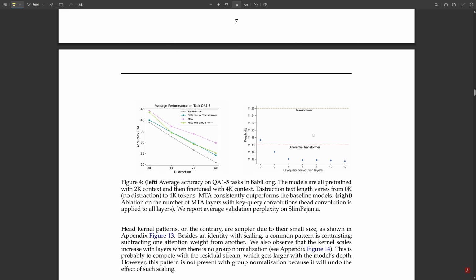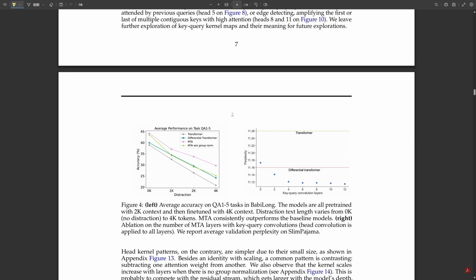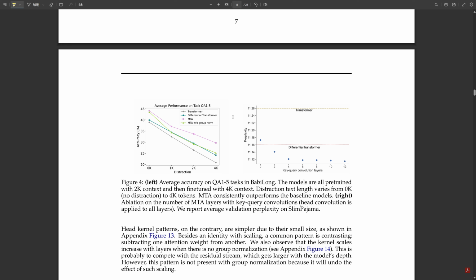Cool. What other patterns did they see in those kernels? They found some that seemed to do a kind of priming, where attention to a key token was stronger if previous queries had already paid attention to it. Like it's remembering what was important before. Yeah, keeping track of the important stuff. Exactly. That could be how it focuses on important things as it processes long sequences.